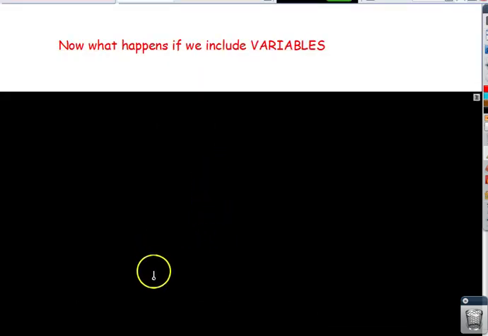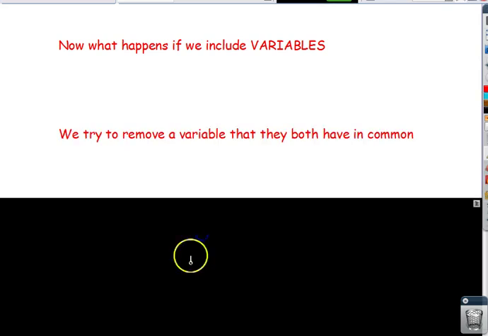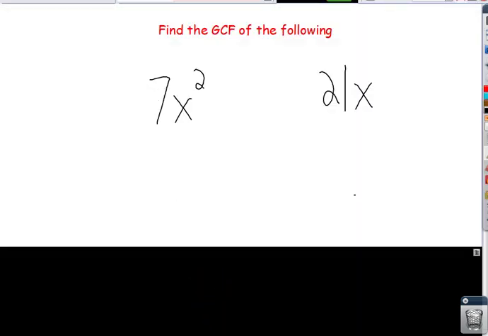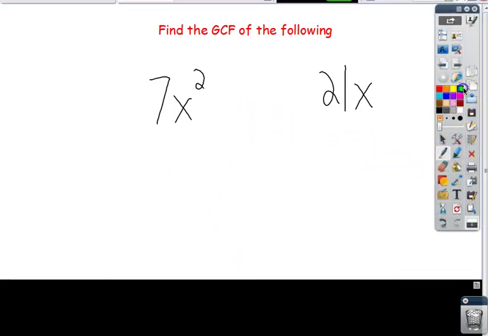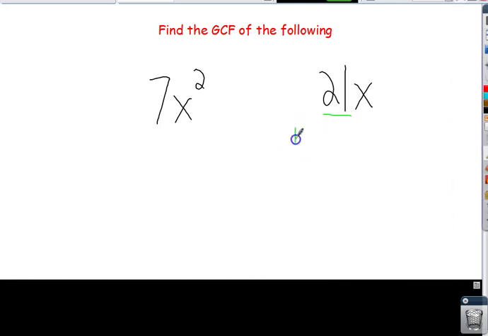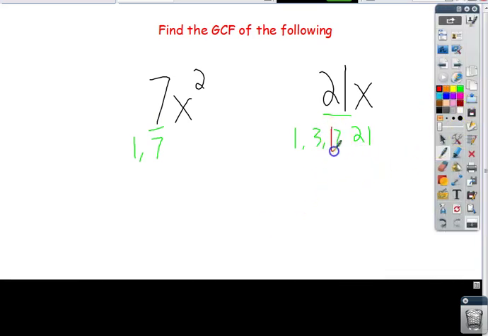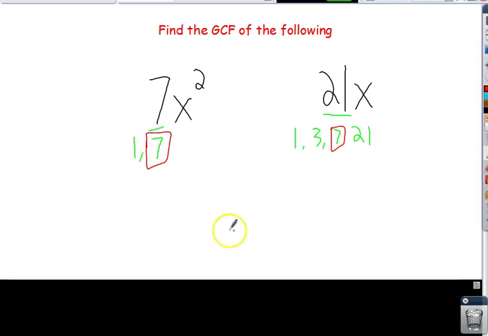Now, what happens if there are variables? Well, we try to remove a variable that they both have in common. Now, we'll go through what this looks like in practice. So what if I have this? Find the GCF of the following: 7x squared and 21x. Alright, so numerically here, if I go through 21, its factors are 1 and 21, and 3 and 7. The factors of 7 are 1 and 7. So I can clearly see that the biggest number both of these have in common is 7. So already my GCF is going to have a 7 in it.